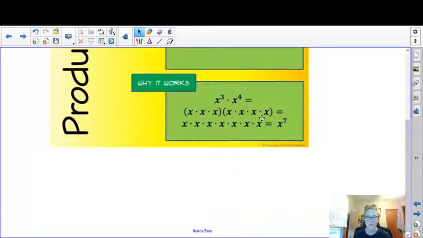If you notice, x cubed means there's 3 of them. x to the fourth means there's 4 of them. And when I drop the parentheses, because parentheses are just multiplication, I count them all up and I see that I have 7 total.